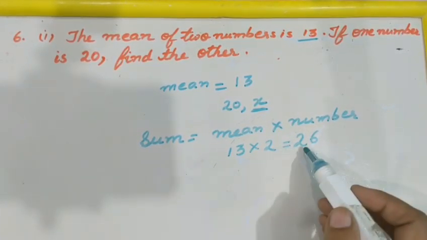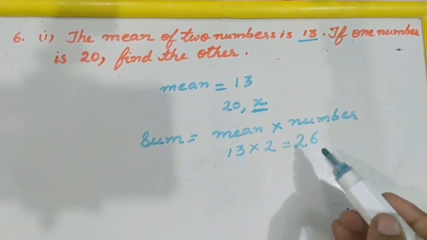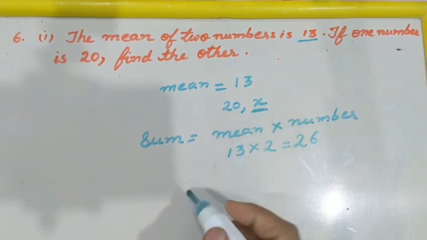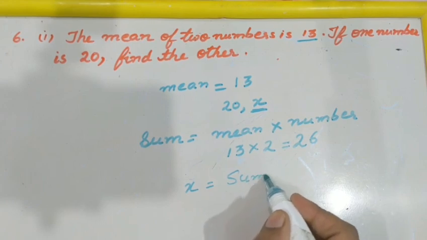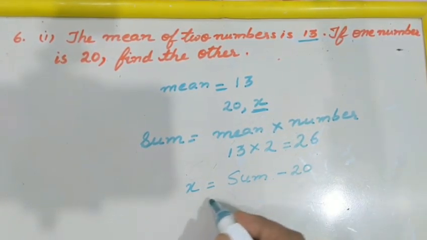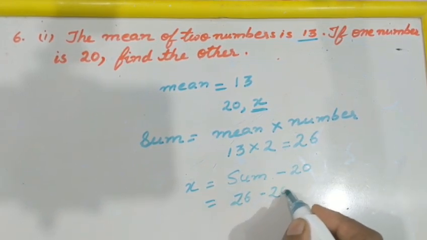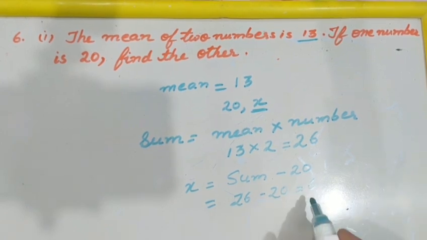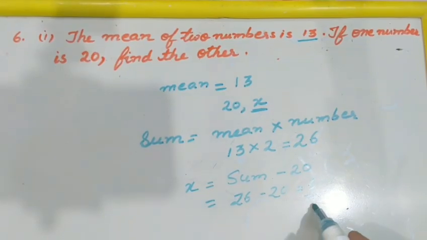First we'll find the sum of the 2 observations. As soon as you get the total sum, out of that when you remove 20 you will get the missing value. So what is x here? X is total sum minus the given value. Given value is 20. So when you subtract from the sum, 26 minus 20, you'll get the missing value, that is 6. So the second observation is 6. Hence the other number is 6.